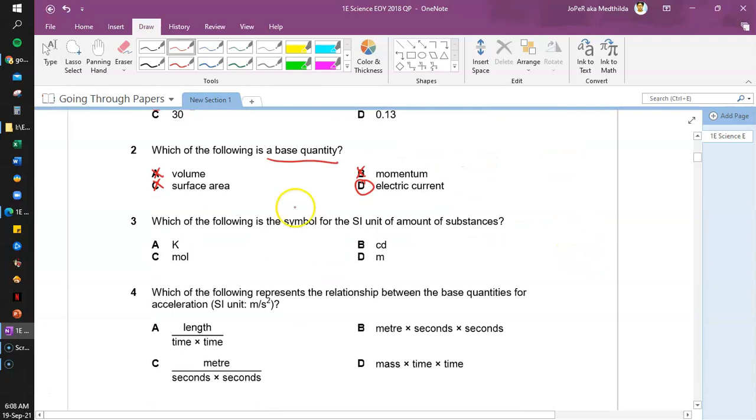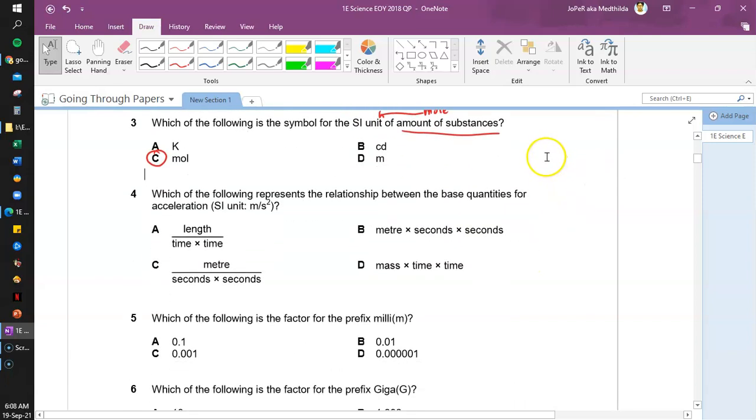Now, next one. Which is the following symbol for the SI unit for the amount of substance? So amount of substance, the SI unit is actually mole. The SI unit for the amount of substance is actually mole. So the symbol of it is actually mol.